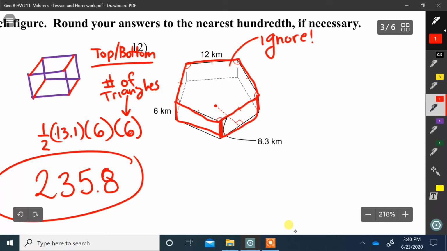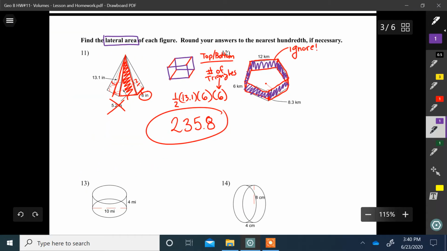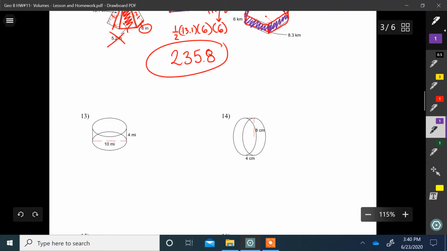Okay, what is the area of all those sides right there? That is what we call the lateral area. Okay, so you only care about the sides. So you're going to calculate the area of that purple area right there. So I'll have you do number 12 for me.